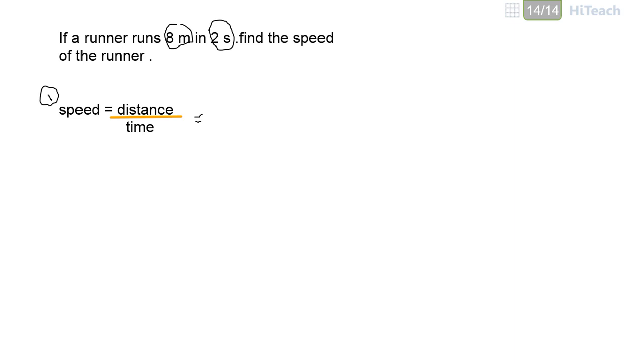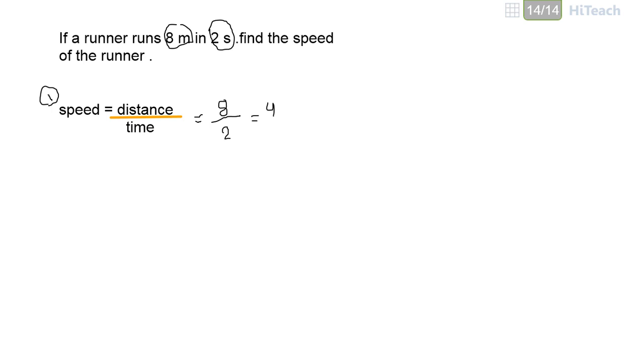What is the distance, which is 8? I have to write 8. What is the time given, which is 2? Equal. Now I have to find the numbers. 8 divided by 2, which is equal how much? Which is equal 4.